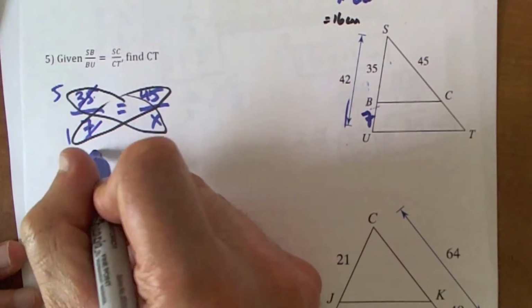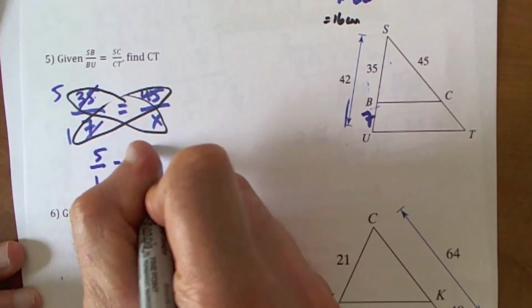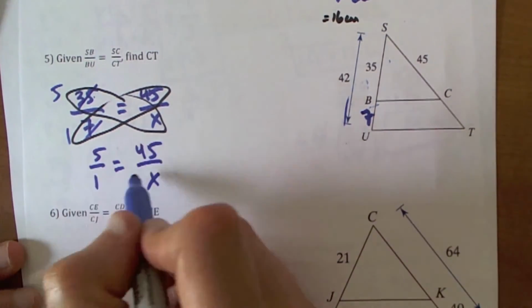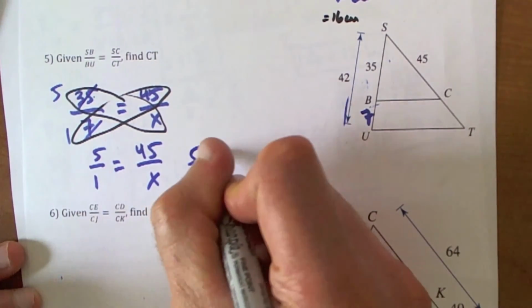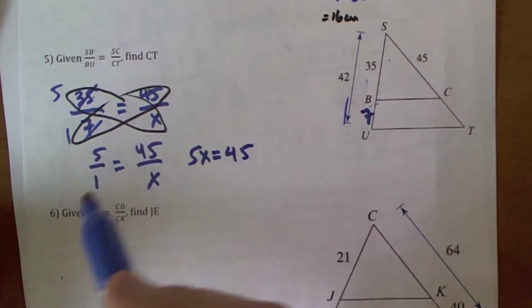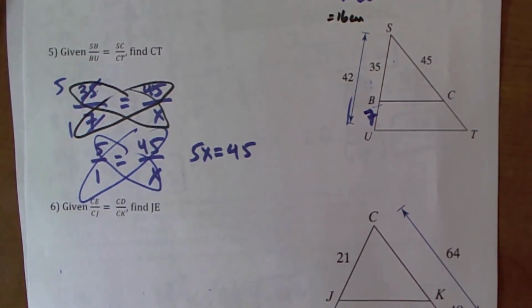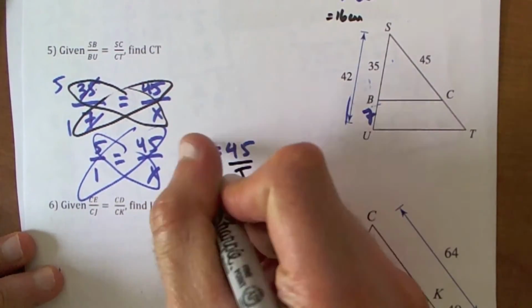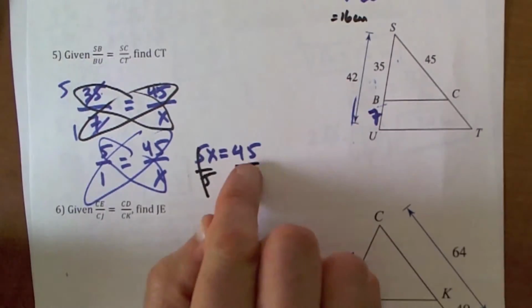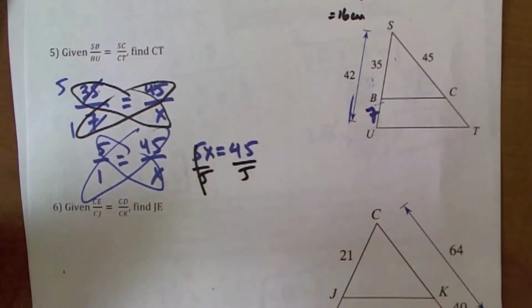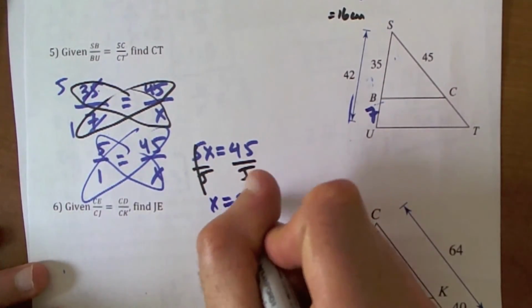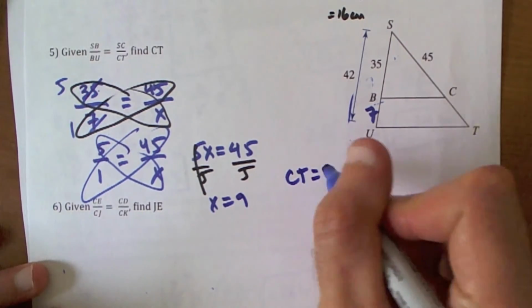Oh, that's so much easier, right? Instead of doing this using these big numbers, I've got this. I can just cross multiply, and I've got 5x equals 45. Divide both sides by 5, and I get x equals 45 divided by 5, or x equals 9, so CT equals 9.